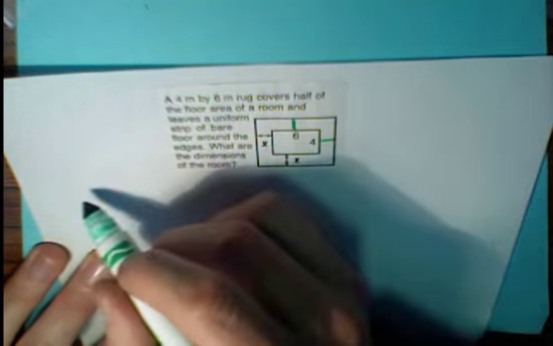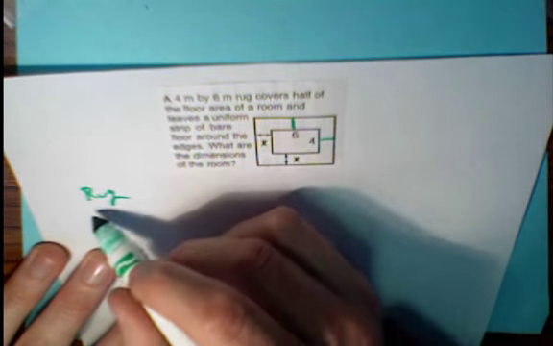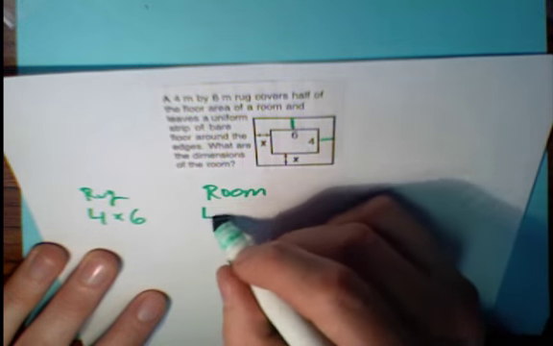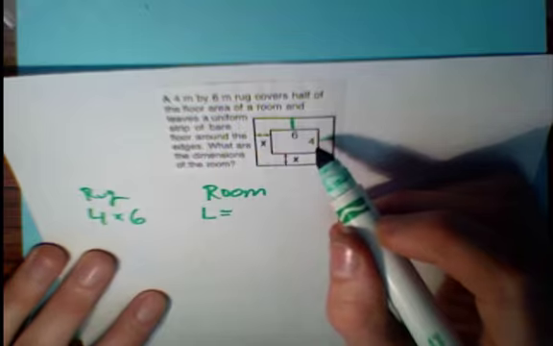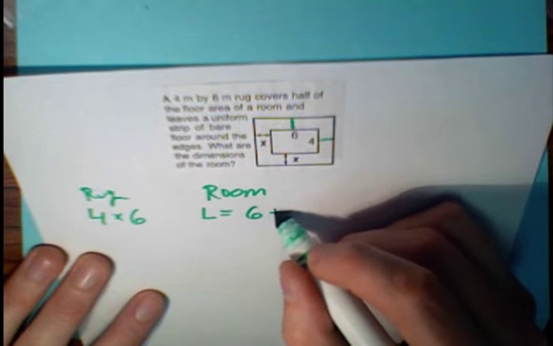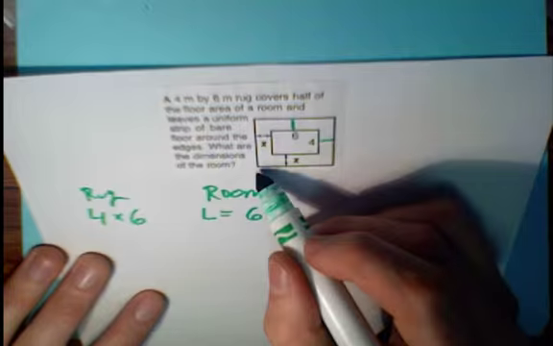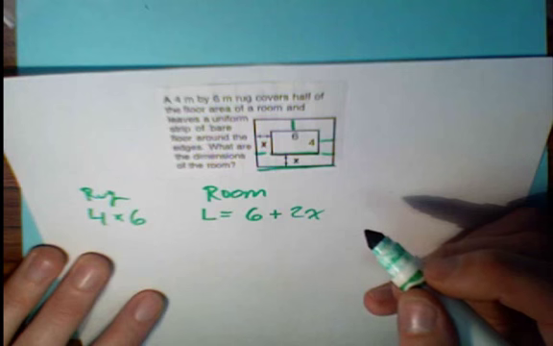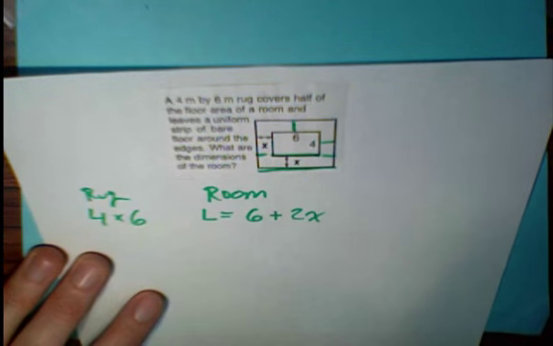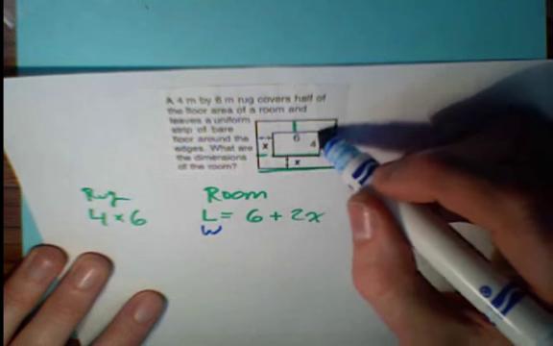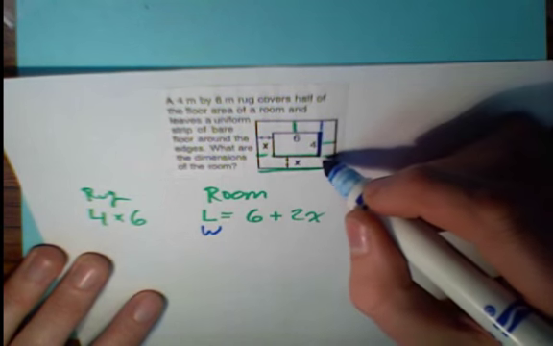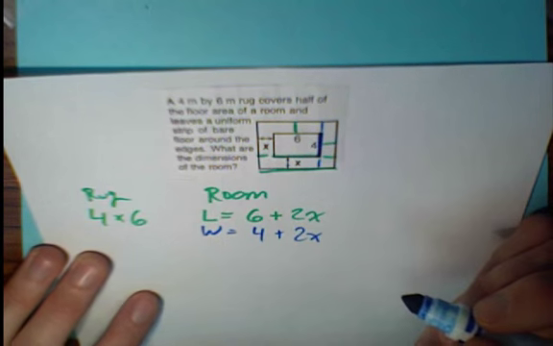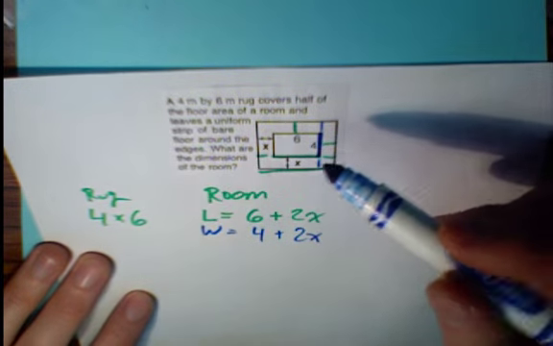So we have the rug. The rug is 4 by 6, but the room, the length of the room, you consider 6 to be the length. The length is 6 plus, we have x over here and x over here. If this is the length, 6 plus 2x. The width of the room, if you consider 4 to be the width of the rug, we have 2 strips of bare floor, so it's 4 plus 2x. That's the room. Now what else do they tell us?